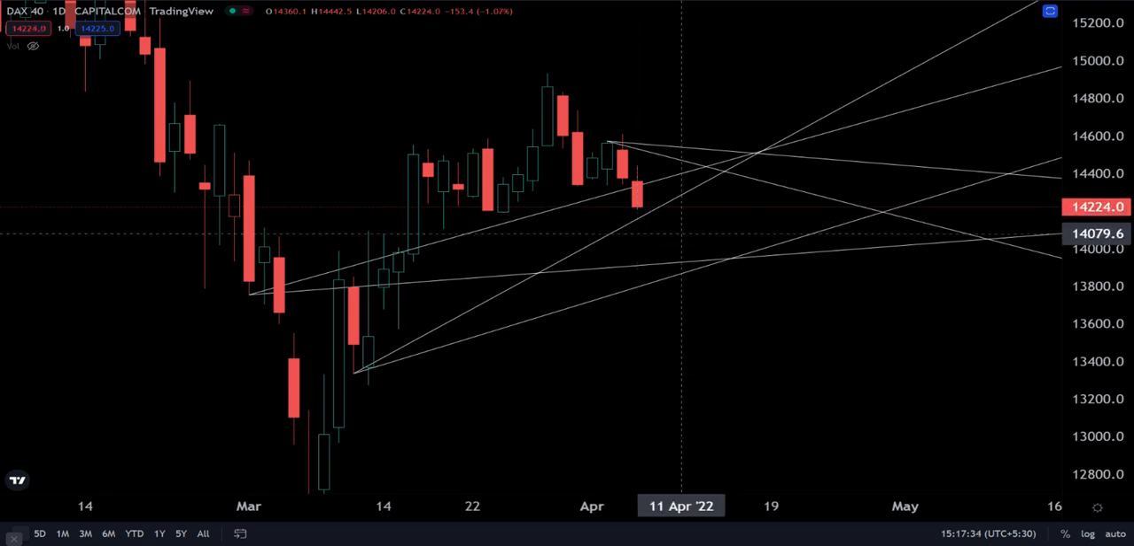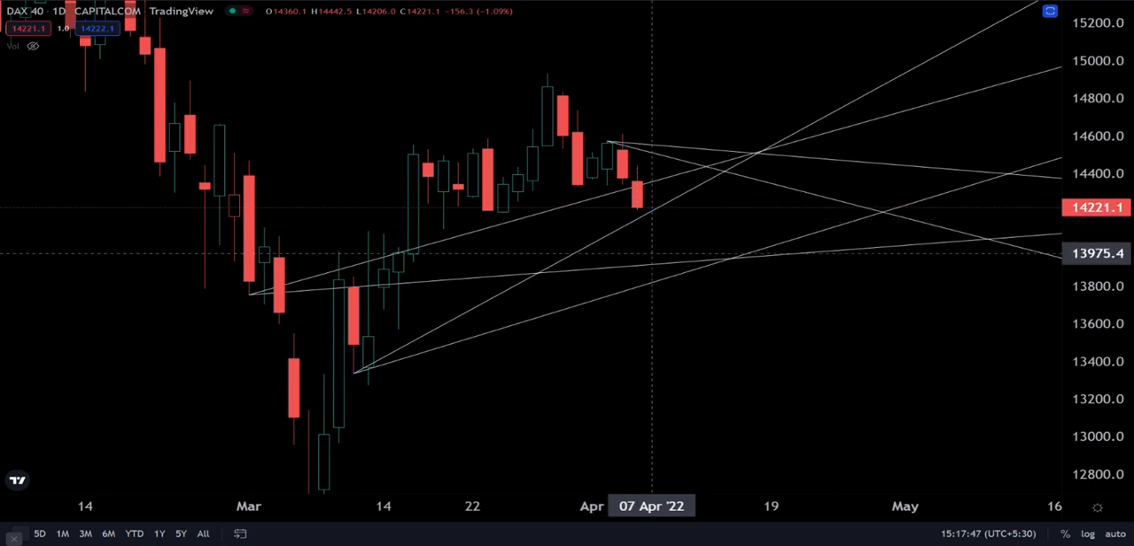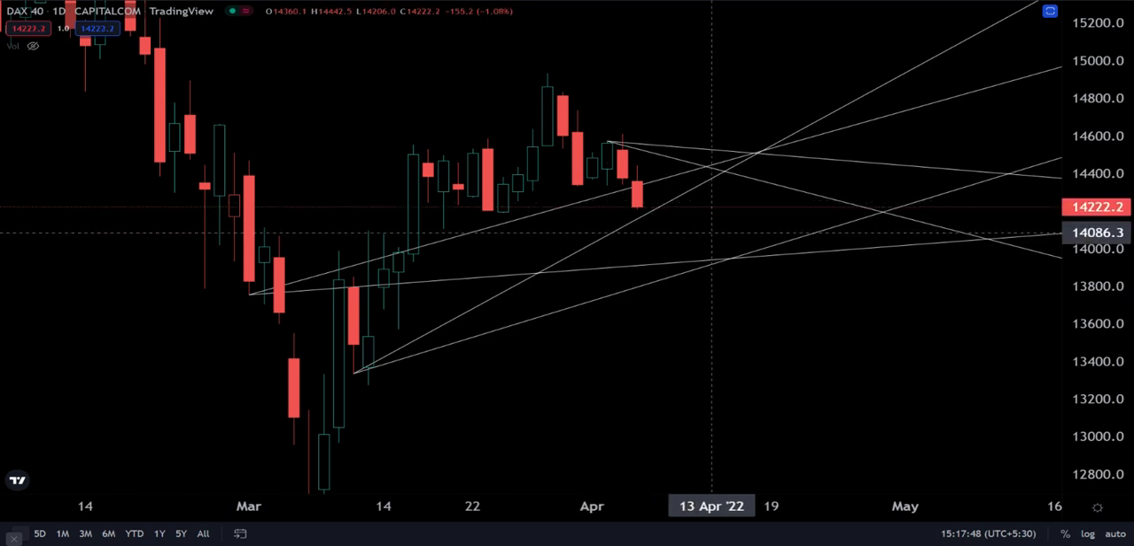Okay, so the 14,000 level will break if DAX decides to close below 14,150 today. All right. And this is due to the fact that we are waiting for the US Federal Reserve's meeting minutes. And it's widely expected that the interest rates are going to rise higher and for a longer period due to persistent inflation data that we've been seeing.